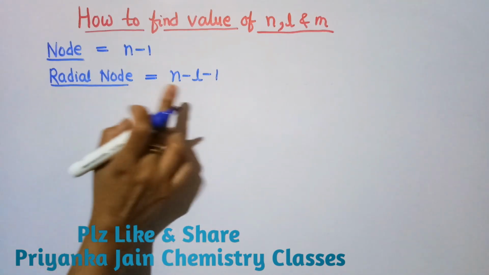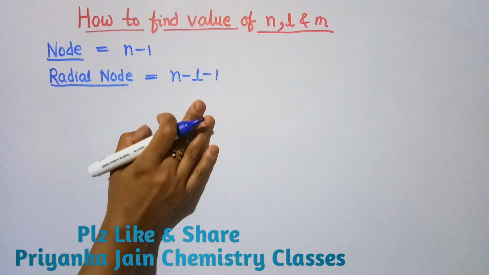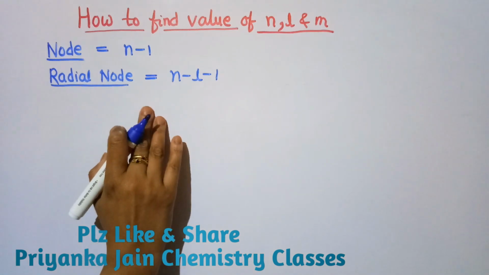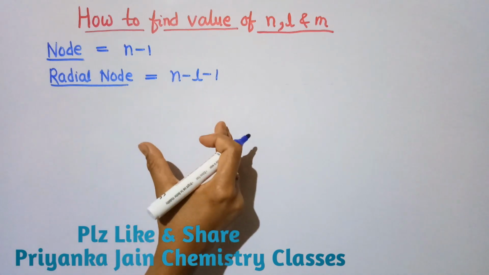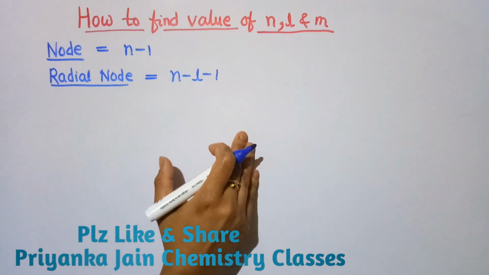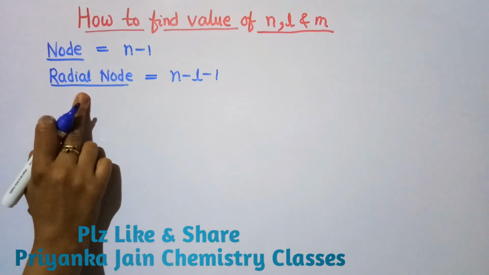What is a radial node? It is where the probability of finding the electron is 0, or in other words, when the radial wave function becomes equal to 0 or changes sign, that is called a radial node.